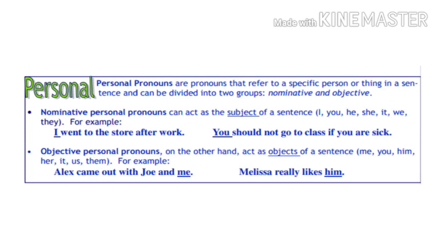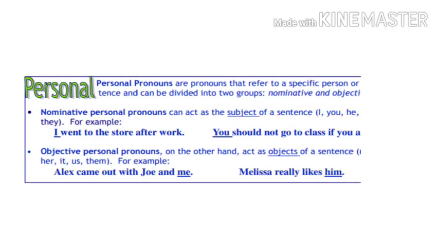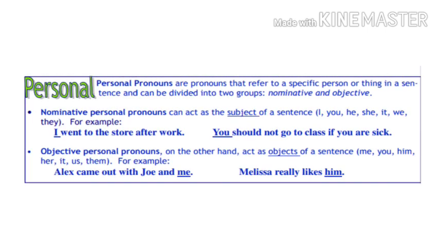The first type of personal pronoun that we are going to discuss today is nominative or subjective personal pronoun. The definition suggests that nominative or subjective personal pronouns are the pronouns which take the place of the subject. जो किसकी place लेता है? Subject की. In a sentence, I, you, he, she, it, we, they are all examples of nominative or subjective personal pronouns.